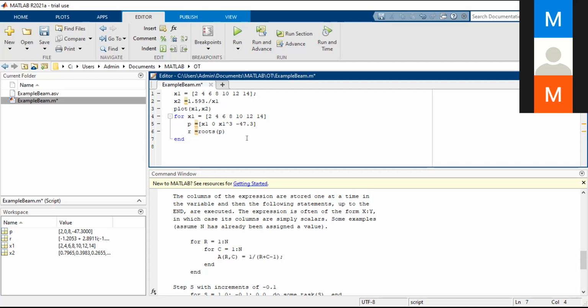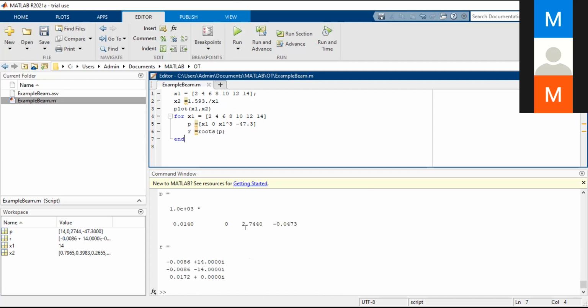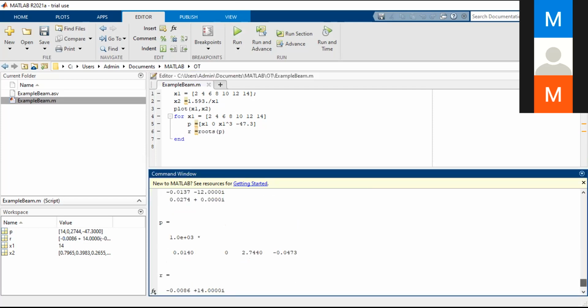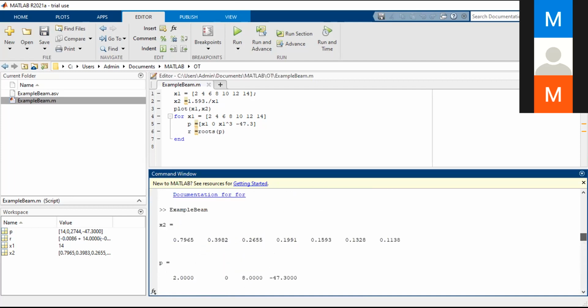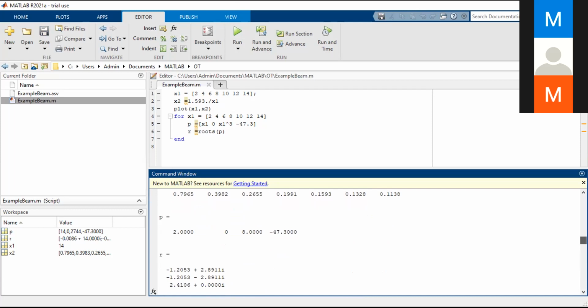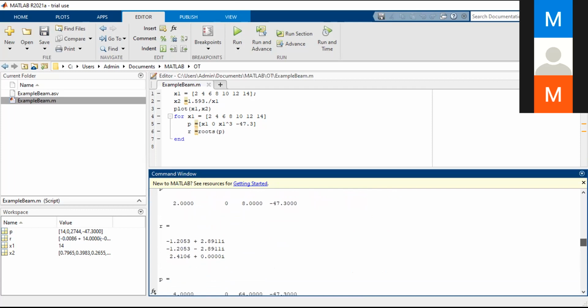So what this command does is it will run first for x1 equal to 2, then for x1 equal to 4, then 6, 8, 10 and 12. So if I run this, let's see, you can see the various values of r. Are you getting this?